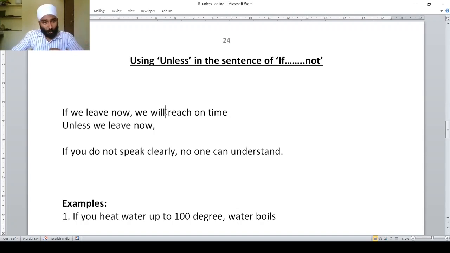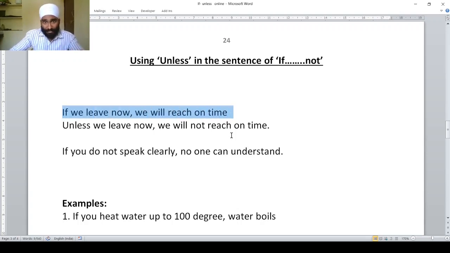So in the second clause, you have to use not. We will not reach on time. So this is how, if the given sentence in which if conjunction is used and you are using unless in such a sentence, you are making the sentence negative, and in the main clause, in the another clause, you have to use not. Let us see the second type of sentence.